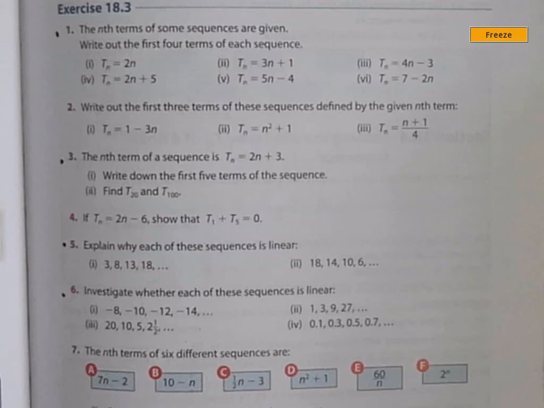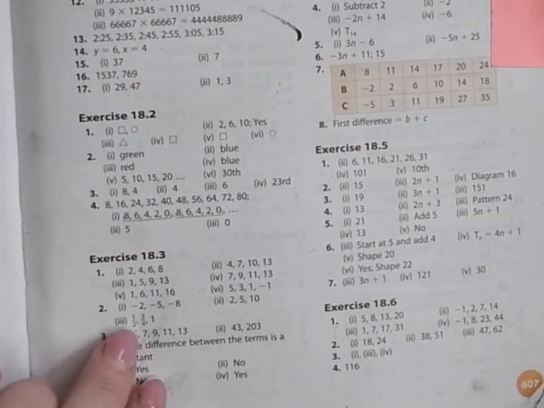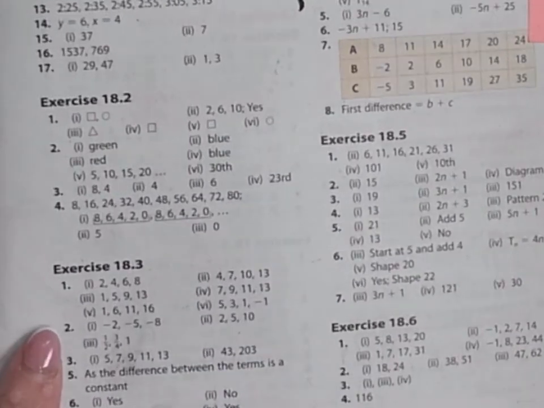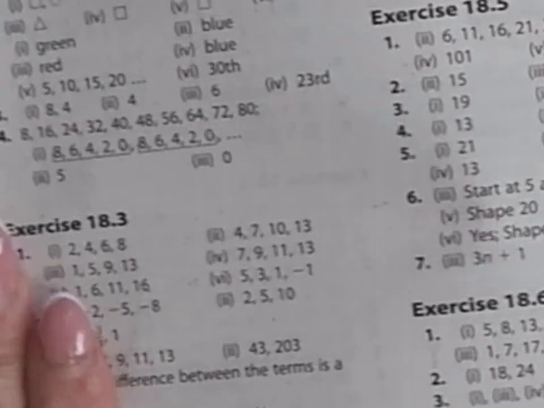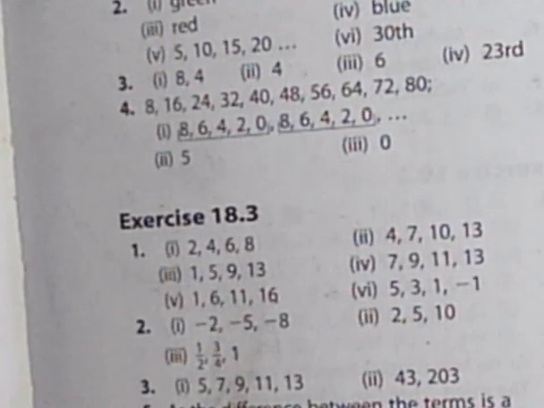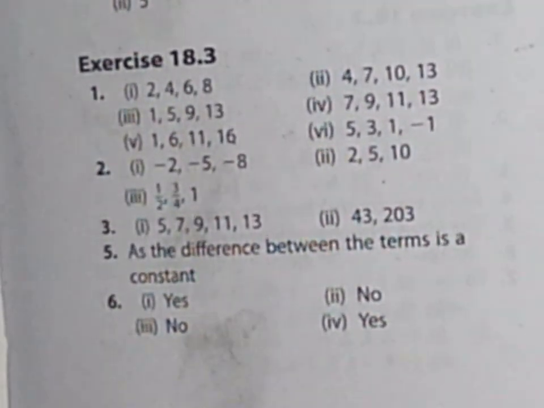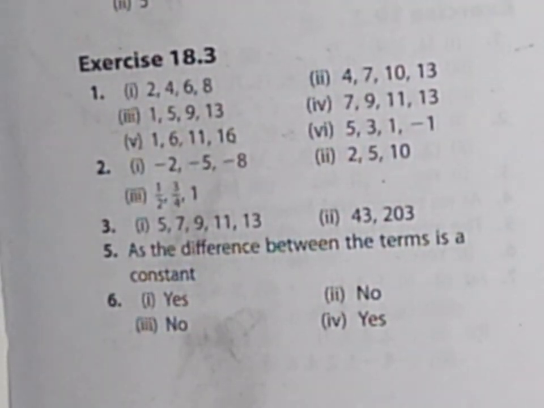Right, I'm going to put up the answers. They're down here, in exercise 18.3. So 1 to 6 there. So correct them, and then we'll see which ones you want me to do, if any.